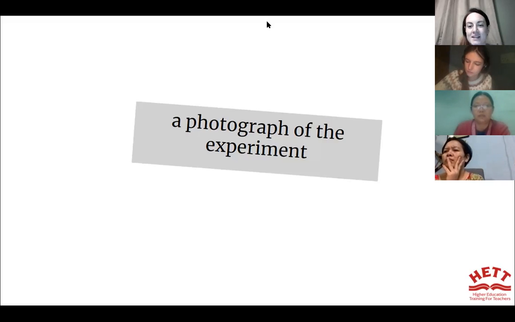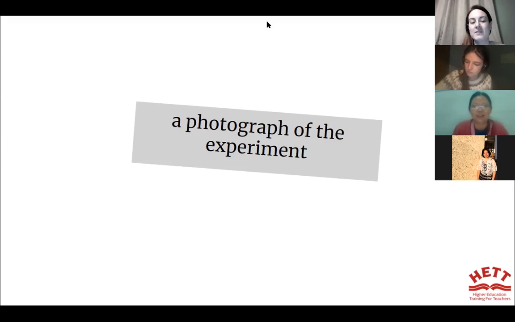Just wait a few more seconds. Okay. So I would say it's a primary source because it's the person seeing it directly and then taking a photo of it and then using that photo. So it's an original kind of thing.